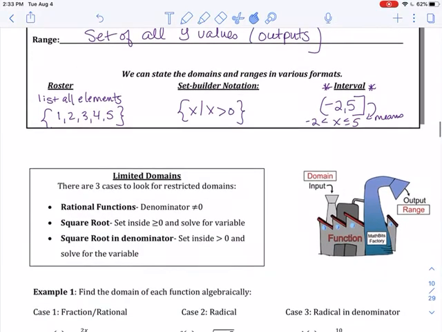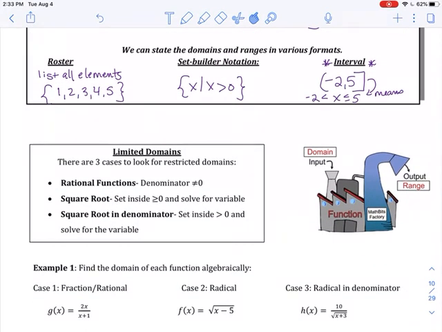So basically, again, my domain, that's my input, could usually be practically anything. It's the output, the range, that's restricted by the numbers that you're putting into the domain. But sometimes I am restricted or limited with the numbers that I can use in the domain. So there are 3 cases to look for restricted domains.